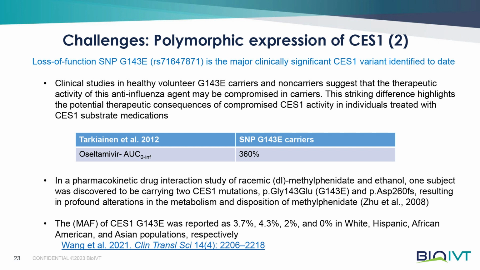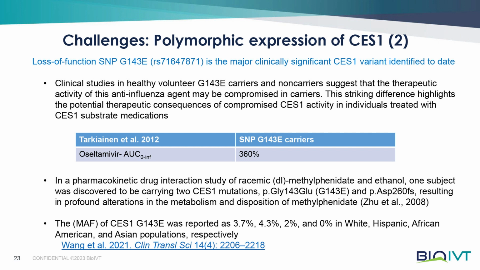And in a pharmacokinetic drug interaction study, looking at racemic methylphenidate, so this is Ritalin, and ethanol, one subject actually was discovered to be carrying both the carboxylesterase SNP above and another one, and had even more profound effects in the disposition of methylphenidate.